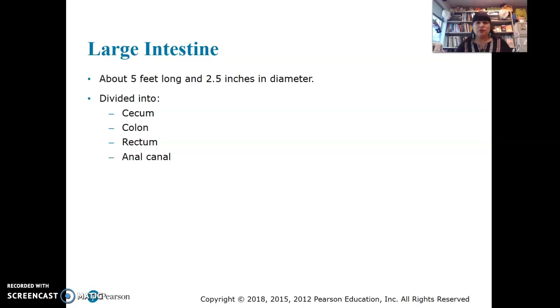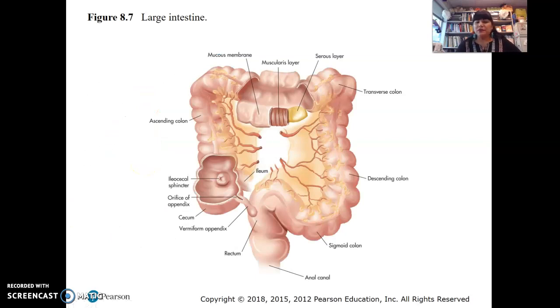Stuff we can no longer absorb, okay? Liquid, now water, we absorb water there. We absorb electrolytes there, vitamins, minerals, etc. So the large intestine is divided into different parts. So again, a picture is worth 1,000 words.